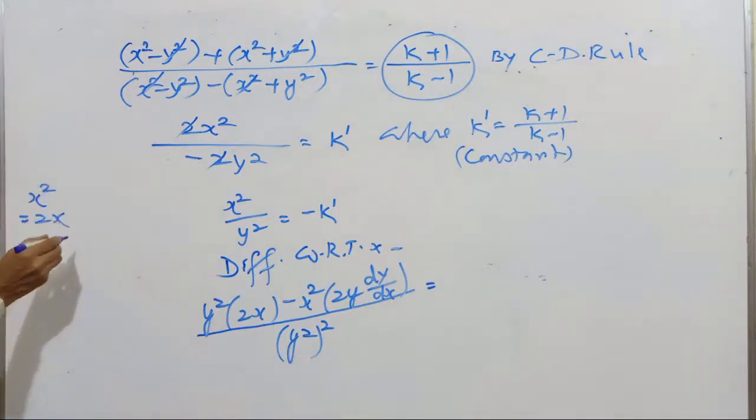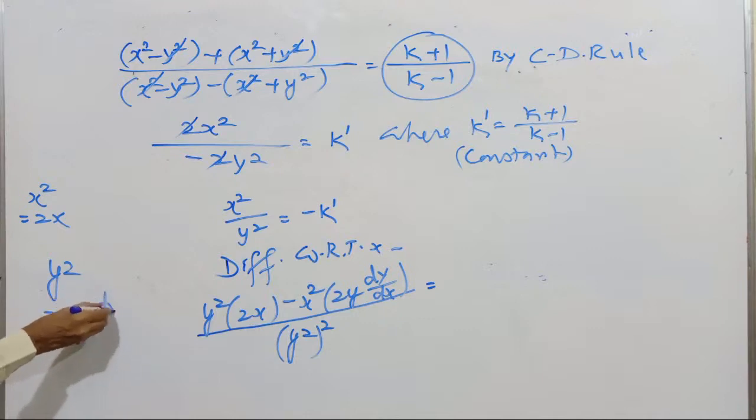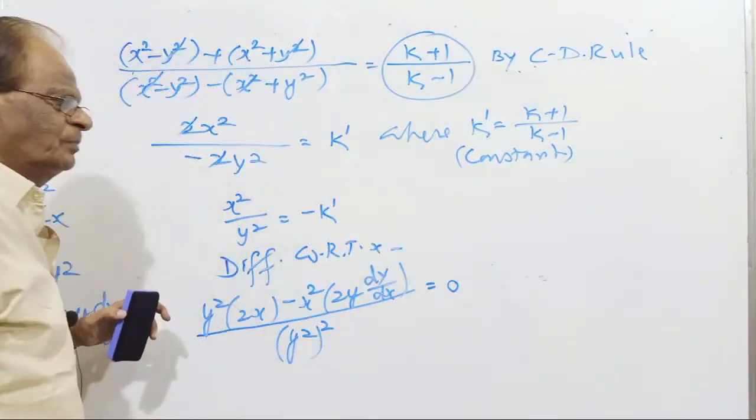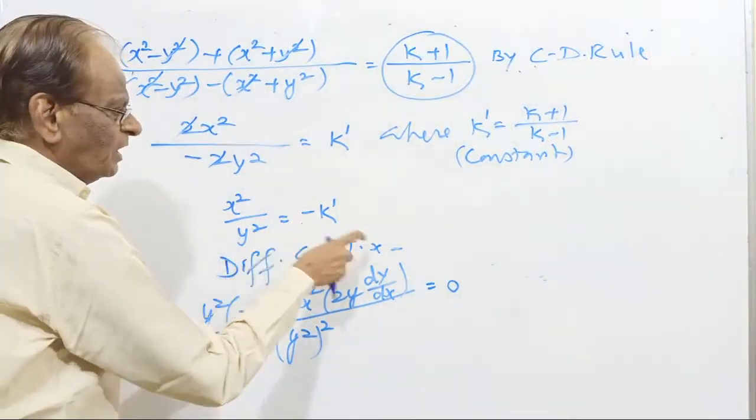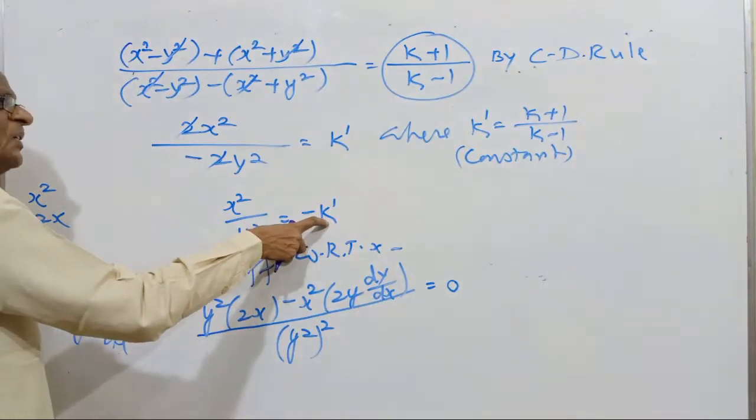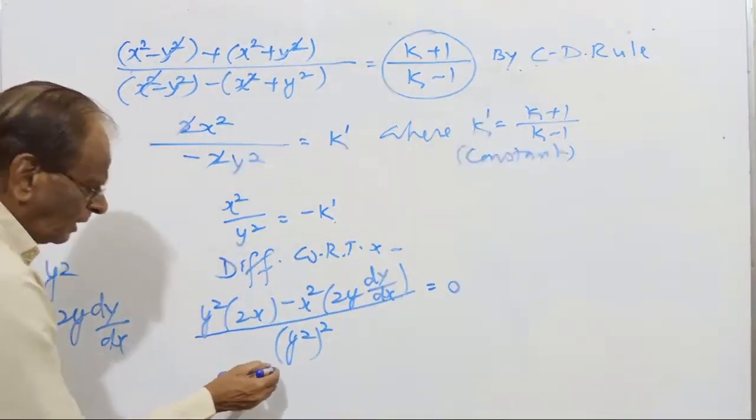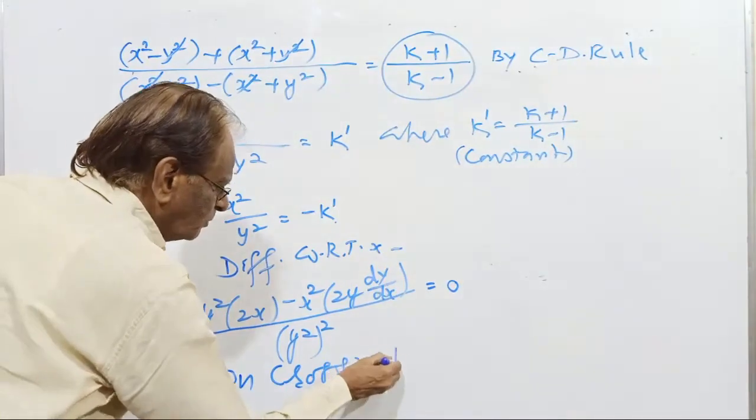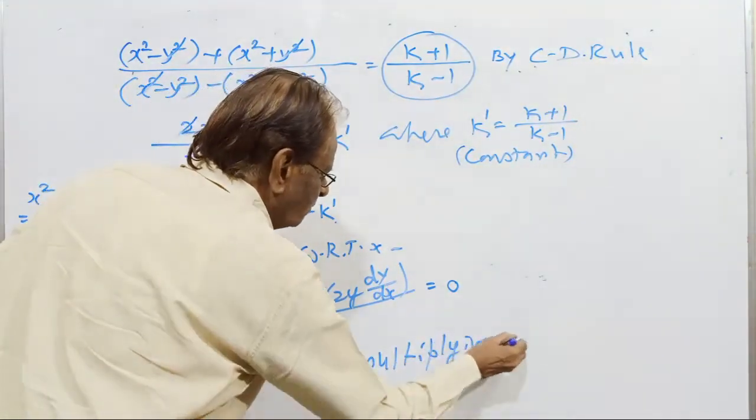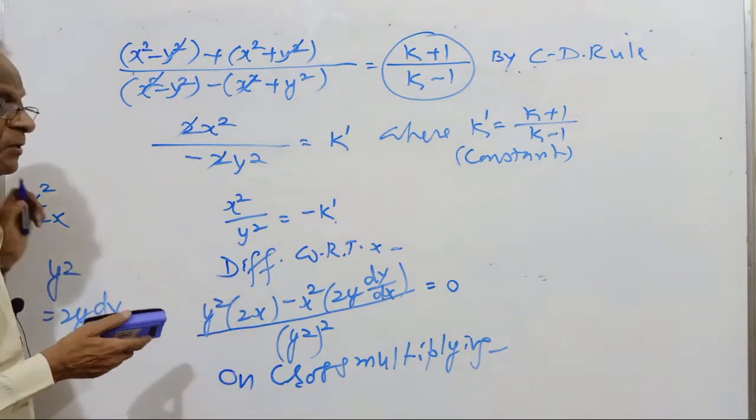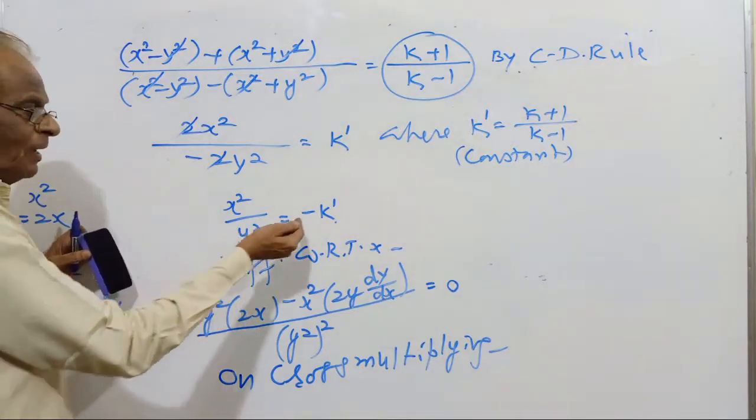Differentiation of x squared is 2x. Differentiation of y squared is 2y, then dy by dx. This is a constant, including minus; it is a constant. Differentiation of a constant is 0. Differentiation of minus k dash is 0, because minus k dash is constant. After differentiation, cross multiply. Before differentiation, don't cross multiply. Before differentiation, if you cross multiply, k dash will remain.